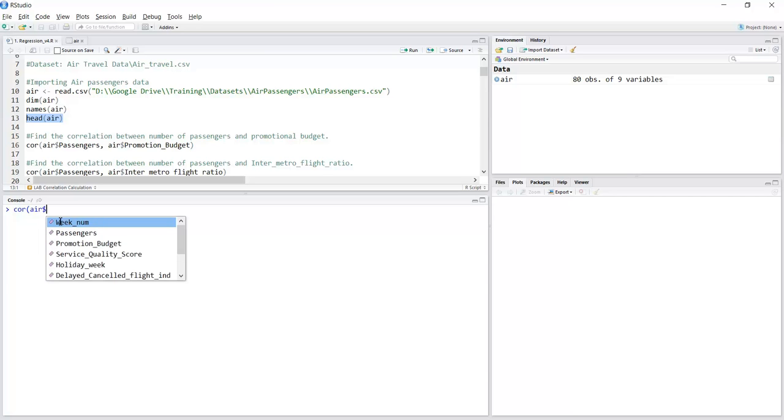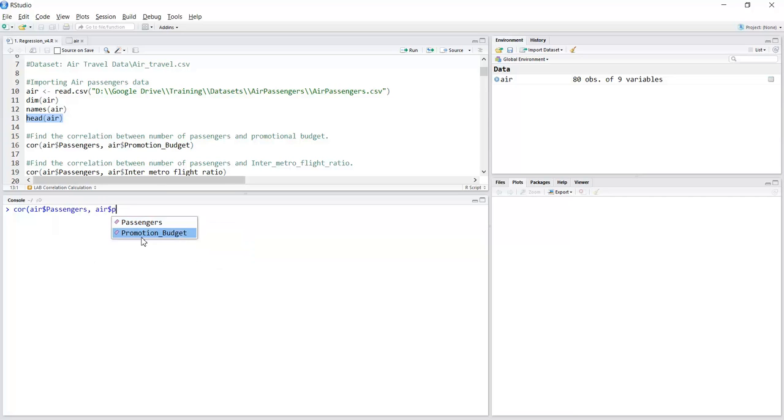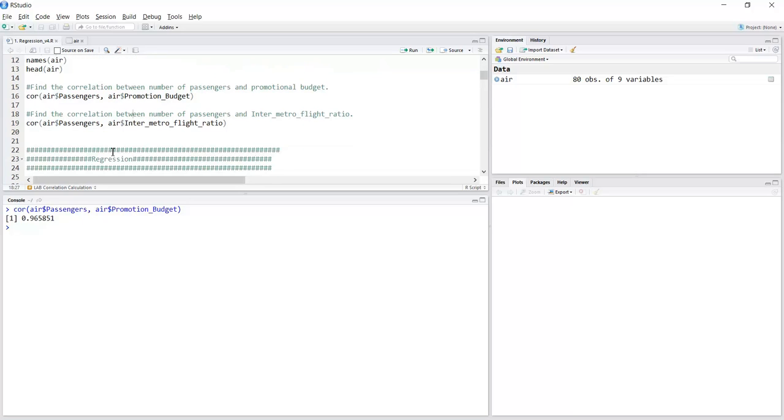So let us find the correlation between number of passengers, comma, promotional budget. We found the correlation to be 96%, which indicates that there is a very high positive correlation between number of passengers and promotional budget. Yes, so you can expect a lot of passengers when you spend a lot of money on promoting or giving a lot of discounts and coupons to the users.